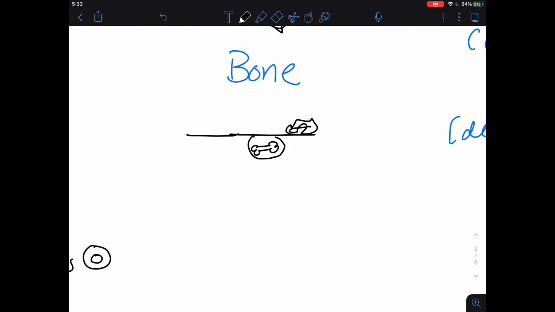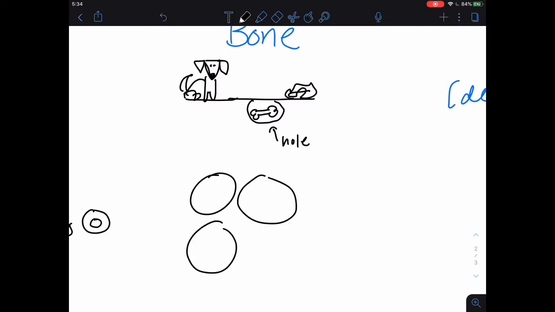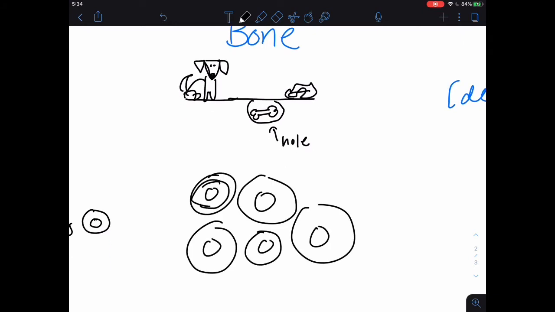Next is bone. You can remember bone tissue structure by thinking dogs like to bury bones in holes, and the osteons look like big holes all around.